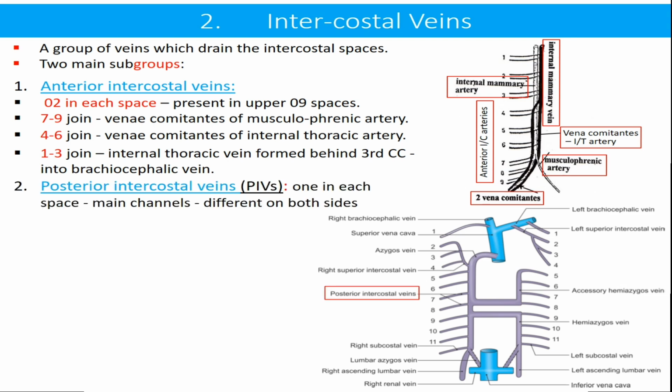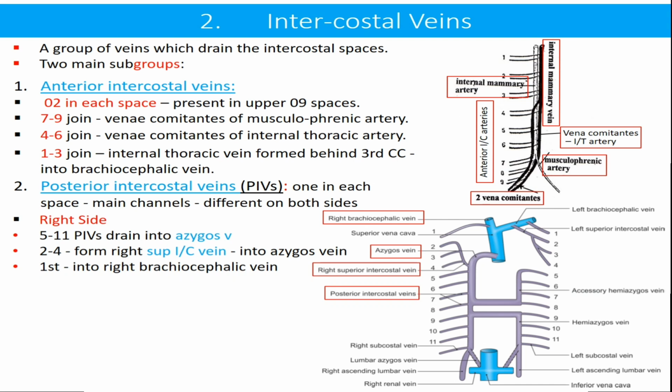As regards the posterior intercostal vein, one is present in each space as the main channel, but posterior intercostal veins, in contrast to anterior intercostal veins, differ on right and left side of the body.